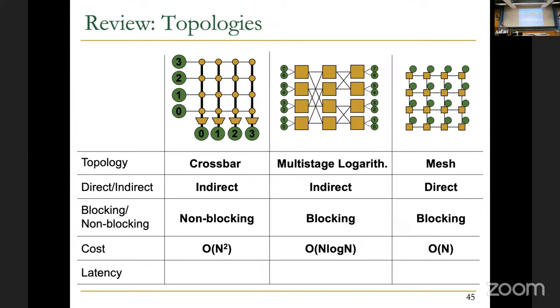And n is actually the number of processors, or the number of nodes that you have in your network. So the good thing for crossbar is that latency is O(1). It's just one single hop. In a multi-stage network it is O(log n). And in mesh it is O(square root of n), basically.